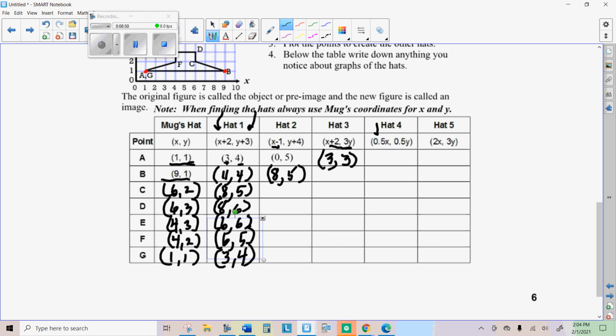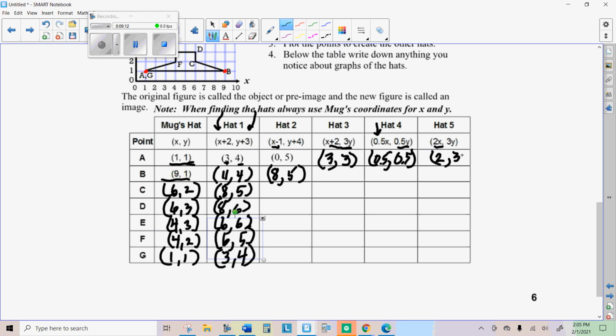On this one, it's saying take 1/2 times x, so half of x is, half times 1 is 0.5, and then half times y is another 0.5. Each coordinate is half of what it was. And then in the last one, we're going to double x, so 2 times 1 is 2, and we're going to triple y.